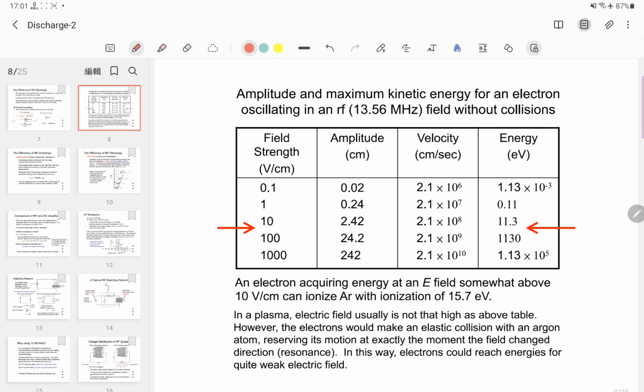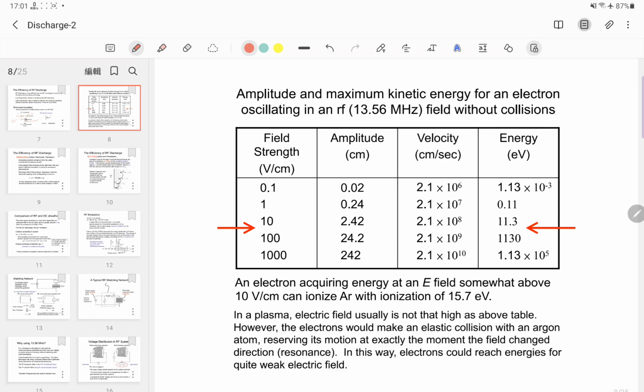And from the velocity, we can also know that if the electric field is 10 volts per centimeter, the velocity of the electron can reach around 2 times 10 to the 8 centimeter per second. And the energy of the electron reached 11.3 eV. So for only such a small electric field, the electrons inside the RF plasma can reach 11.3 eV energy.